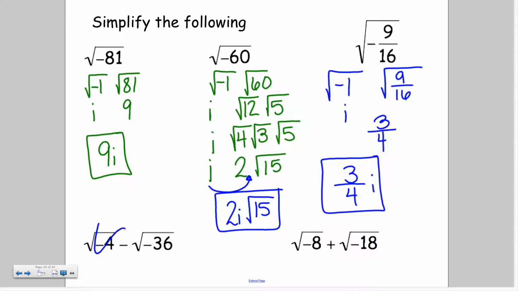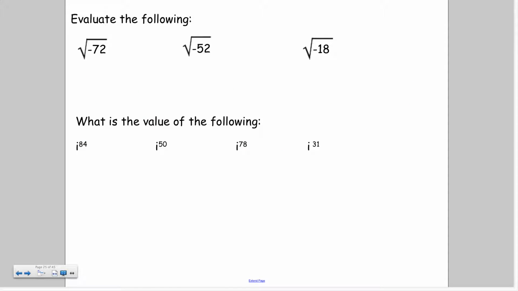Now, don't do these yet, because we'll be getting into adding and subtracting imaginary numbers shortly. So I don't want you to do those quite yet.